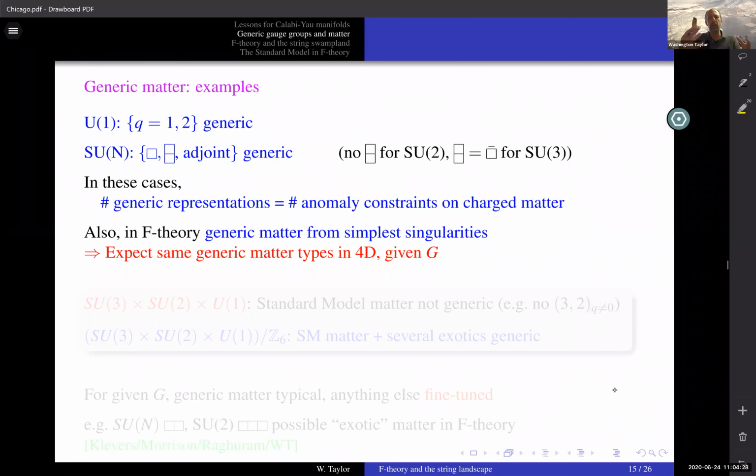This idea of generic matter seems very robust. If we look in F-theory, generic matter is associated with the simplest singularity types. To get other kinds of matter, you really have to stand on your head and do more exotic things with singularities.